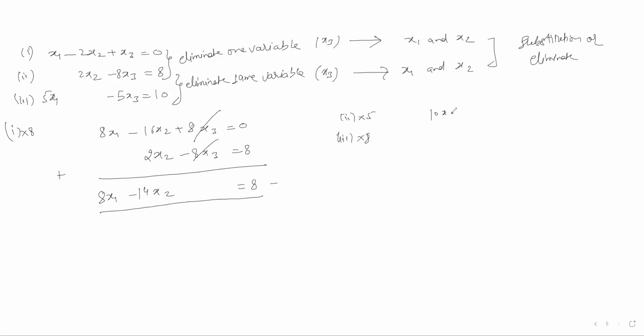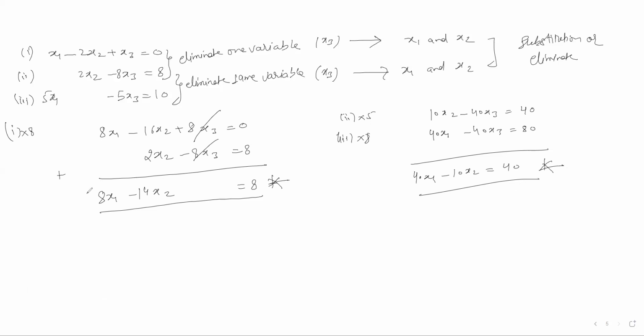I will have 10x2 minus 40x3 is equal to 40. And for the third equation, I multiply by 8, so 8 times 5 is 40x1, and then minus 40x3 is equal to 80. Now I will subtract these two equations. When I subtract these two equations, what will I get? 40x1 minus 10x2 is equal to 40, right? So here I have one equation in x1, x2, and here I have a second equation in x1, x2. Now I can solve these equations.